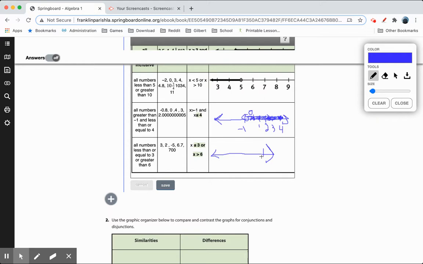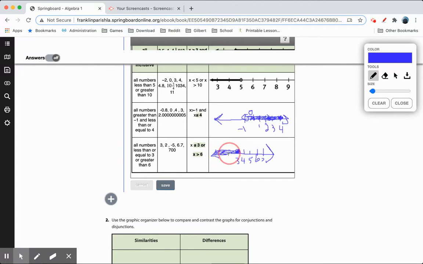We have, let's say, 7, 6, 5, 4, 3. Okay. Greater than or equal to, less than or equal to 3. Closed circle, so shaded in circle, and everything less than 3 is towards this way, infinity.